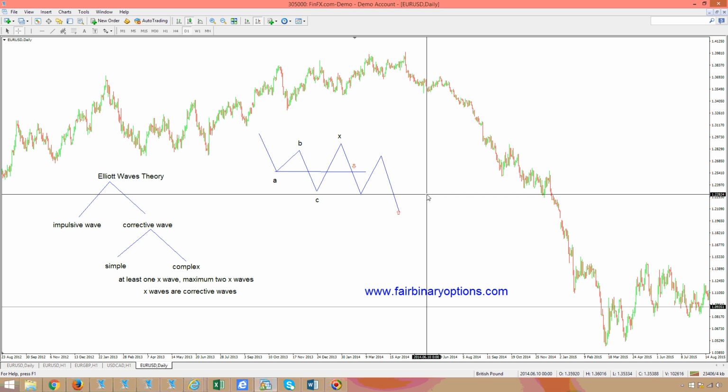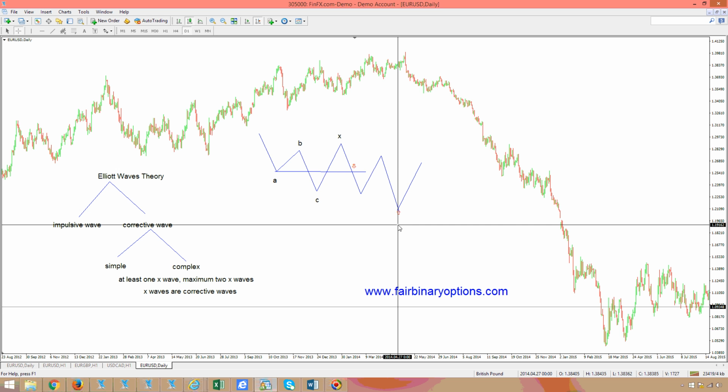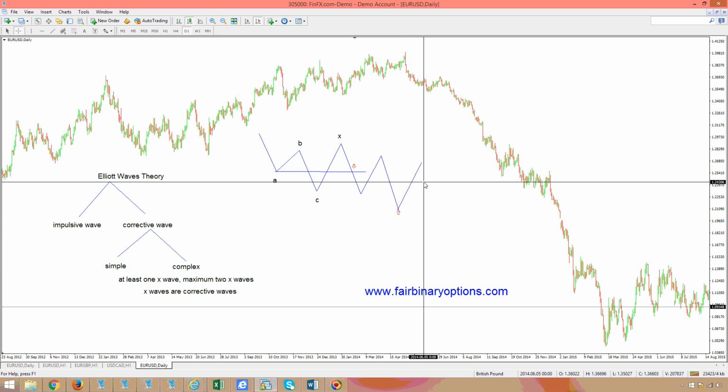This must be an impulsive move. So we go by the rules of the impulsive move. We look to trade call options. Why? At least an X wave or at least another X wave should come. Either the whole pattern is completed here or the market is going to form another X wave. But in both cases it should move to the upside.